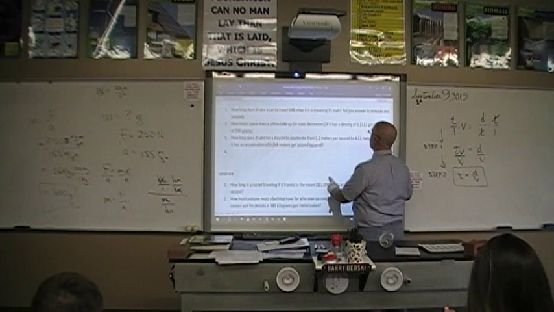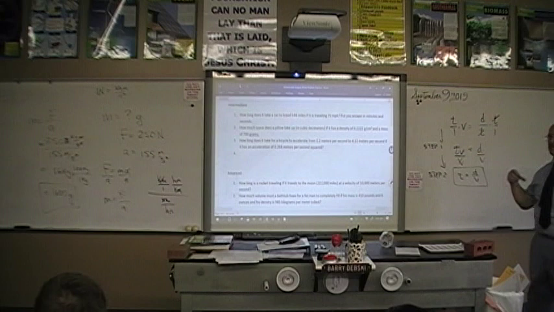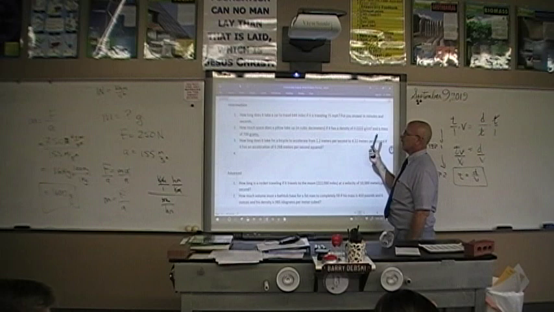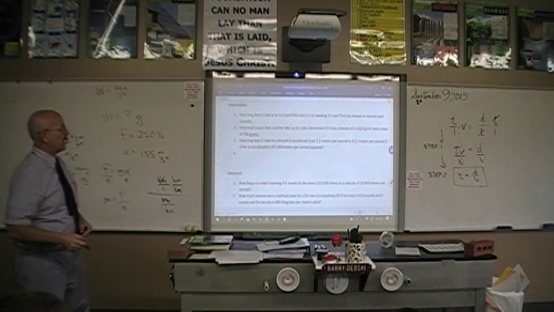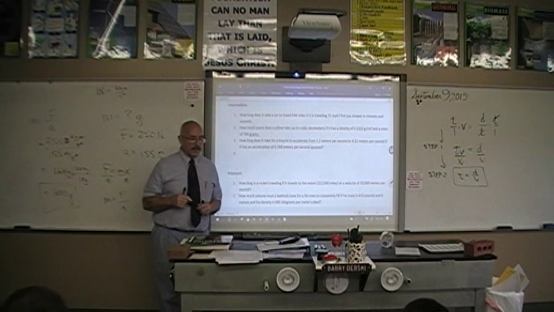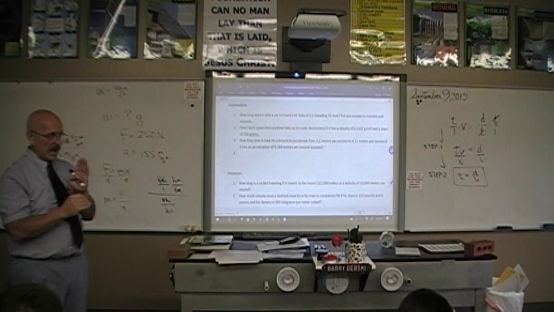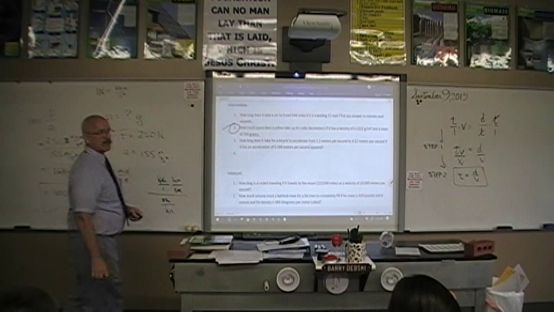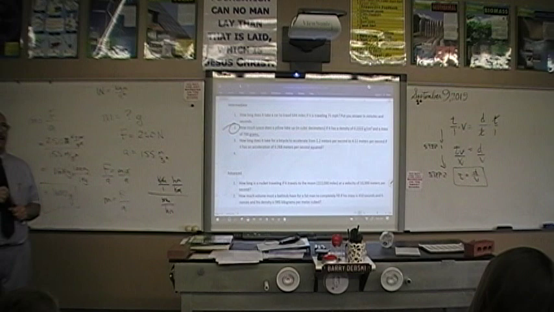How much space does a pillow take up in cubic decimeters? Oh, gag me. Okay, if it has a density of 0.2222 grams per cubic centimeter and a mass of 700 grams. I have no idea if this is a realistic pillow or not, but it sounds nice. I think it was getting late at night and I was thinking about pillows. You can use your sheet or a piece of paper. I want to see steps. Step number one, we're working this one right here. How much space? What do I write down? Volume. Mr. Caleb. Volume. So what do I write down on my paper?